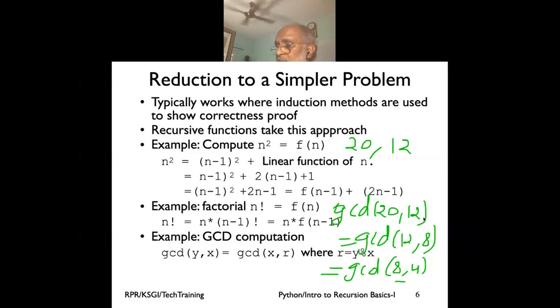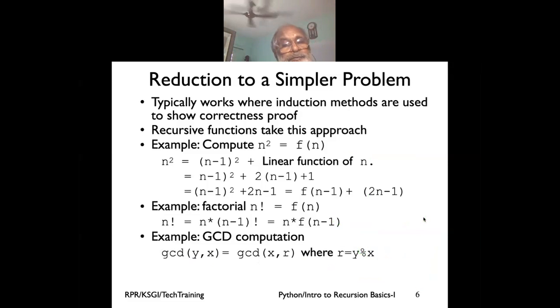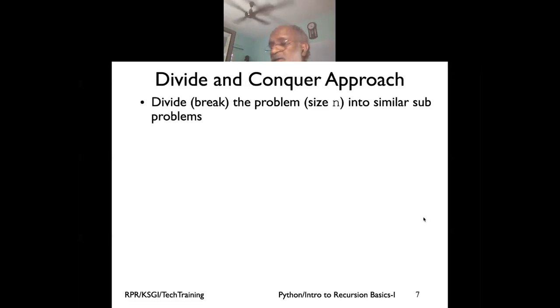So what is GCD? Greatest common divisor or highest common factor. Yes, sir. You can keep taking a remainder and keep doing it till you find the answer. So that means I can find GCD of y, x if I can find GCD of x, r, where r is the remainder of this. So using this property, let's see how we can find our solutions.